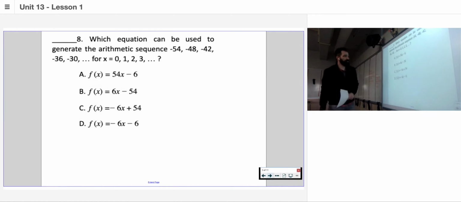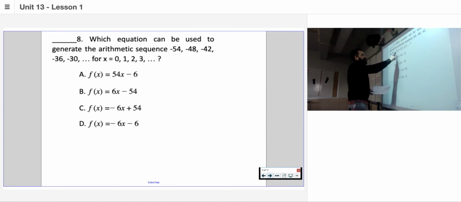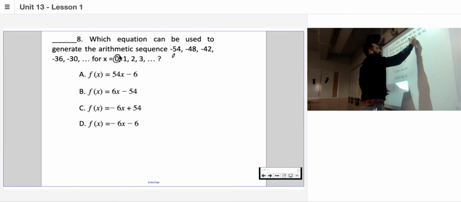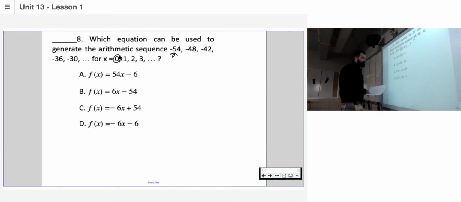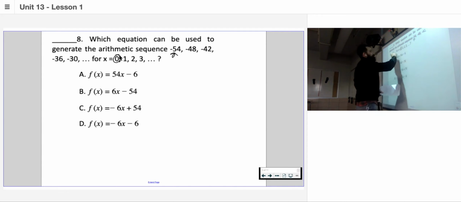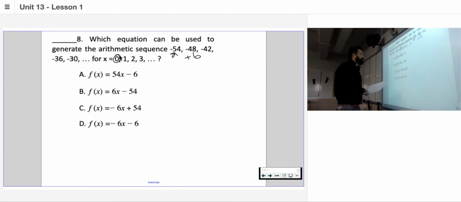Number 8, which equation can be used to generate the arithmetic sequence negative 54, negative 48, negative 42, negative 36, negative 30, starting at term 0? So negative 54 is term 0. And then what are we doing each time? Well, it looks like we are getting bigger, so we are adding something every time. Adding, let's see, 6 maybe. This is an easy one to tell. Negative 36 to negative 30, that's plus 6.